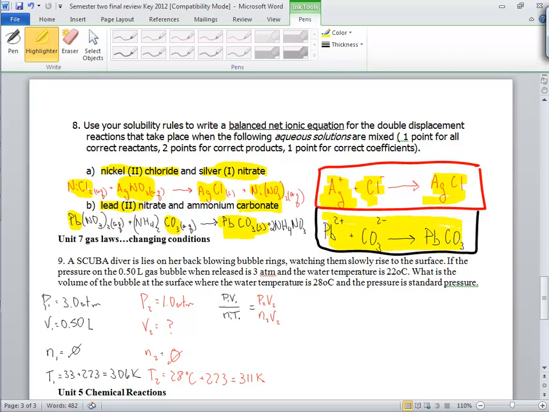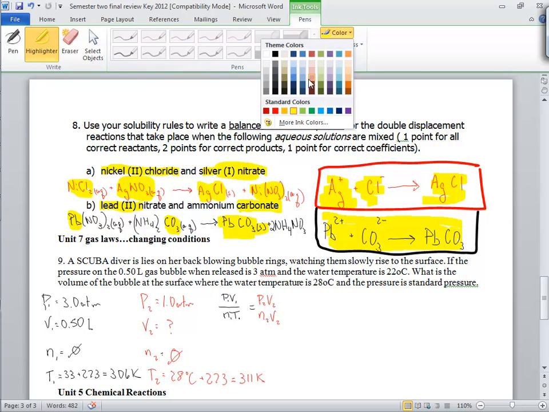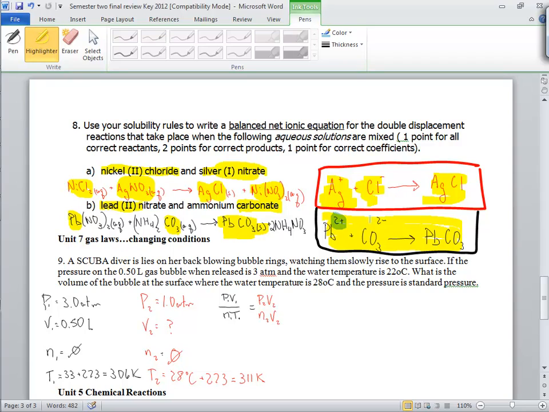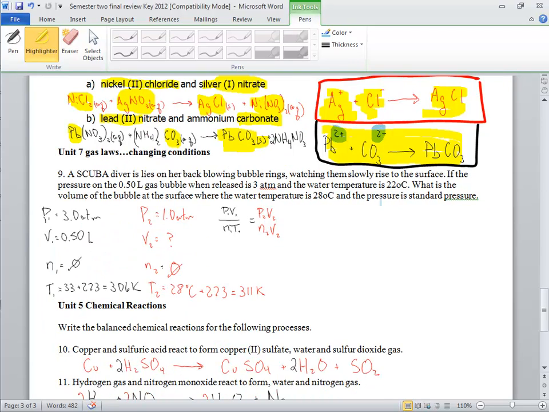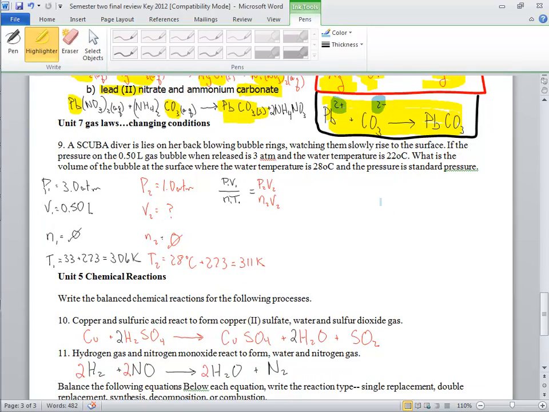Now, a couple of things to point out to you or remind you about in the net ionic equation. The charges of the ions are shown here on the reactant side, not on the product side. Of course, we have to use those charges to write the product correctly, but we don't show that charge when we write the product.